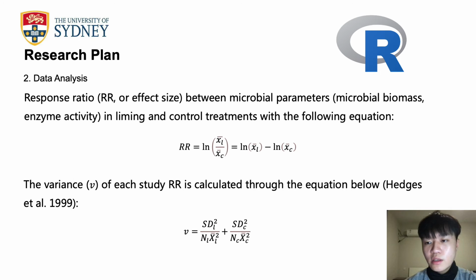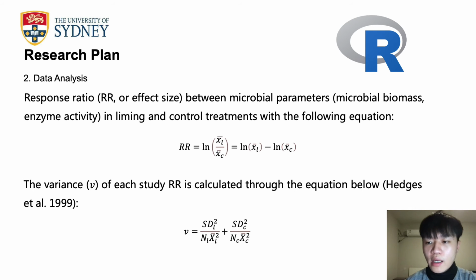In the first equation, XL and XC are the mean values of microbial biomass and enzyme activity in 2 different treatment groups, the liming treatment and the no-lime treatment. Apart from that, the variance of each study response ratio is calculated through this equation. In this equation, NL and NC are the number of replicates for liming and control treatment. The SDL and SDC are the standard deviations for liming and control treatments.